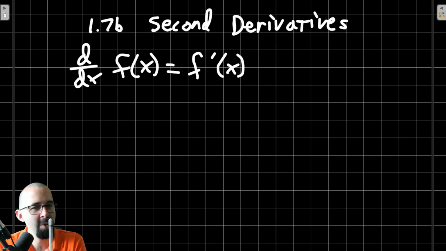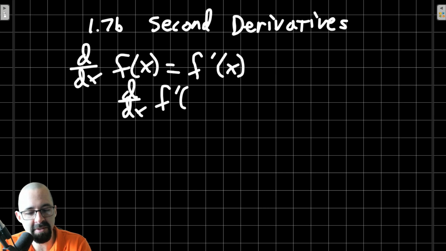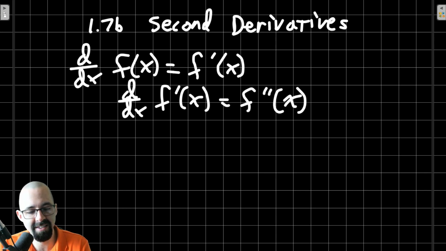So what if we go to the next level? What if we have d dx of f prime of x? Well, this is what's called the second derivative, and we just add another prime. So that's the second derivative. You just take the derivative again. And there's a third derivative and a fourth derivative.